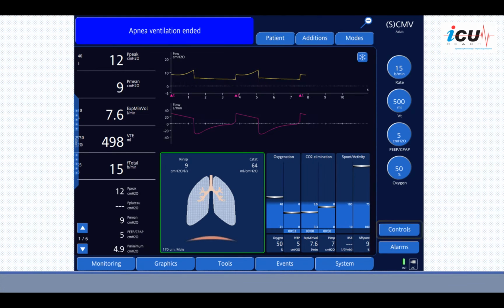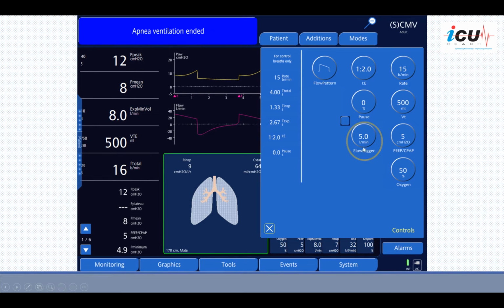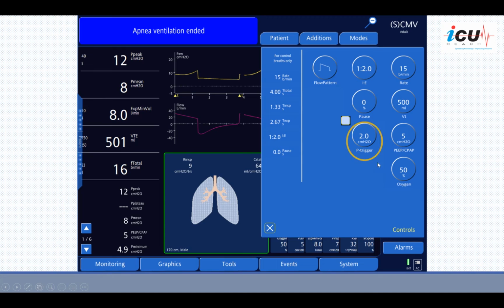On the Hamilton ventilator, this is the G5, it is different. You need first to change the trigger from flow to pressure. Click on the controls, and then you can see now it is set to sense the flow. You need to change from flow by clicking on this button here to pressure. Now it is set to sense the pressure. The patient needs to drop -2 centimeters of water in order to trigger the ventilator. We're just interested in the first 100 milliseconds of this pressure drop.